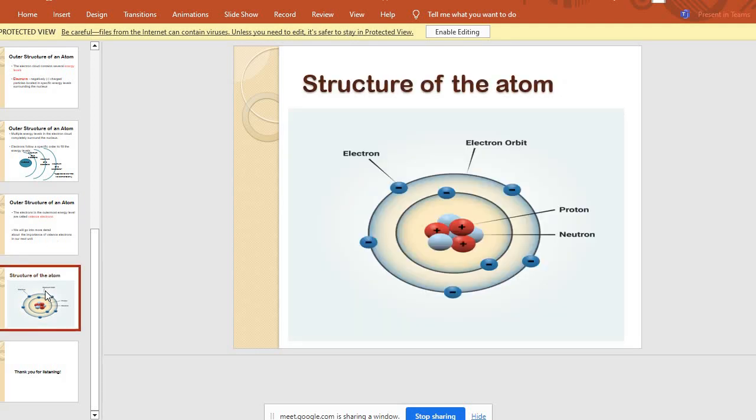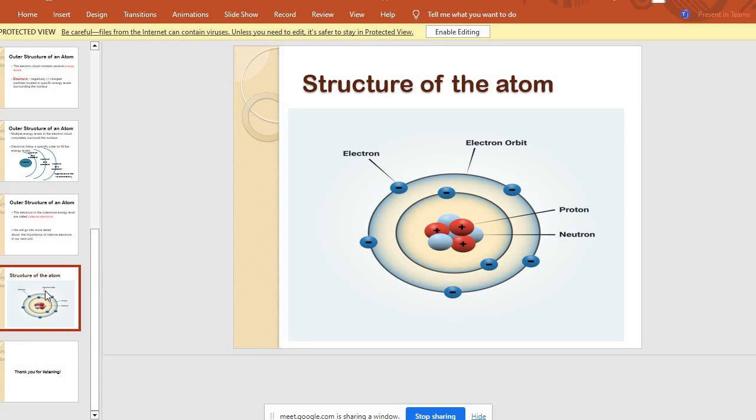So this is an image of the structure of an atom. And you can see that we have circles, and those lines are what we call electron orbits, or electron shells, or energy levels, where there is a high chance of electrons being found. Then at the center of the atom, we have positively charged particles and ones that do not have any charge. The ones that do not have any charge are called neutrons, and the ones that have positive charge are called protons.